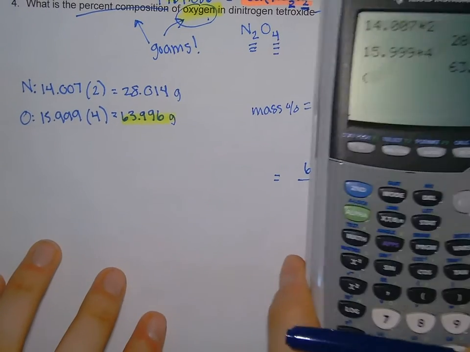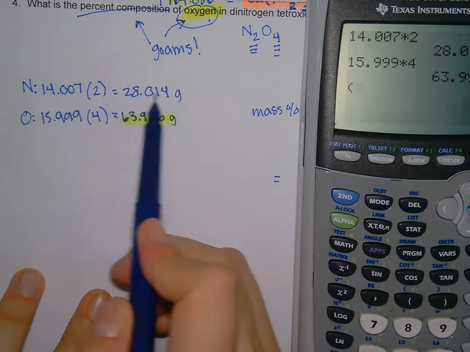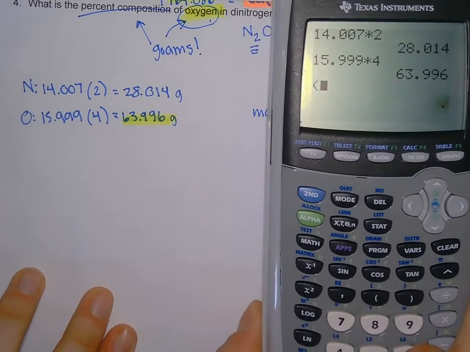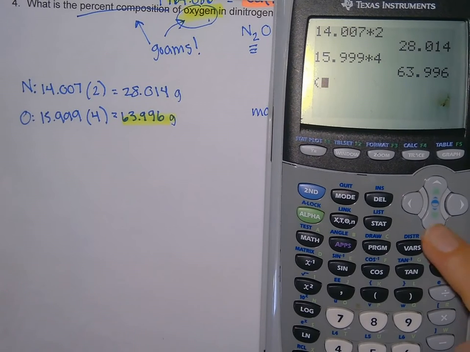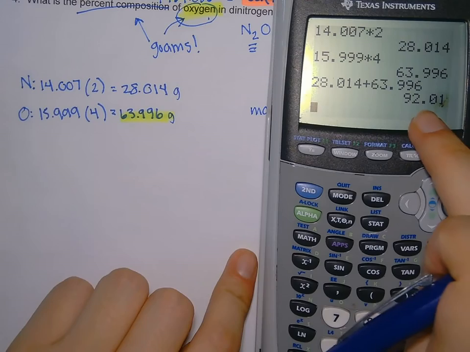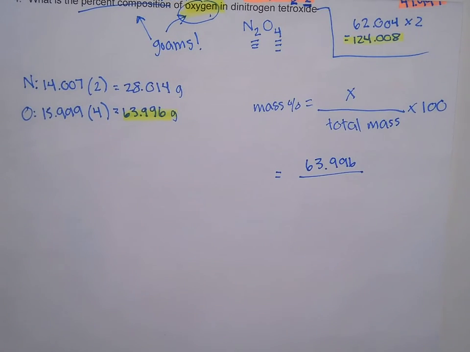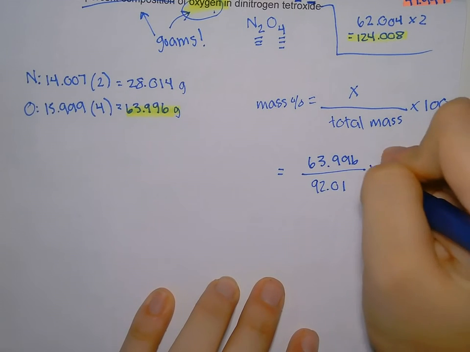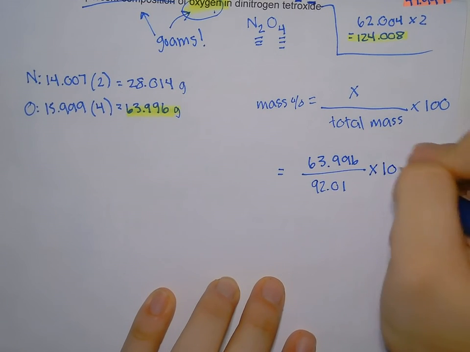So the total mass is when I add this mass plus this mass. So the total molar mass of my compound. So that is 28.014 plus 63.996. My total mass is 92.01. 92.01, and I have to multiply that by 100.